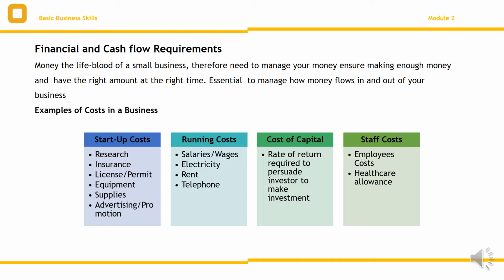These types of costs are going to include costs such as salaries and wages that you pay to your employees, electricity, rent, telephone rates, utilities, costs that you incur as a result of running your business. We also have what we call cost of capital.